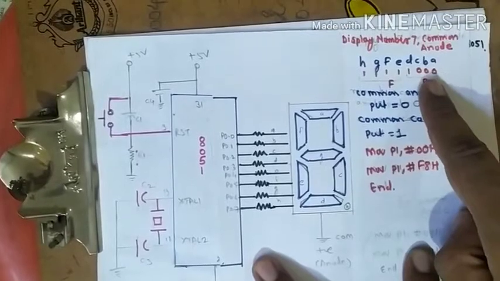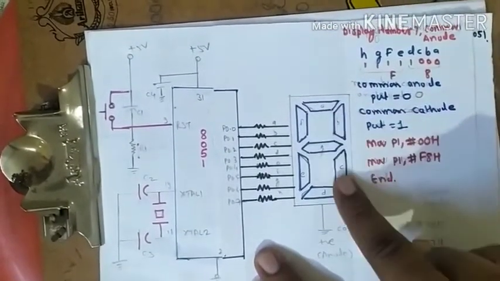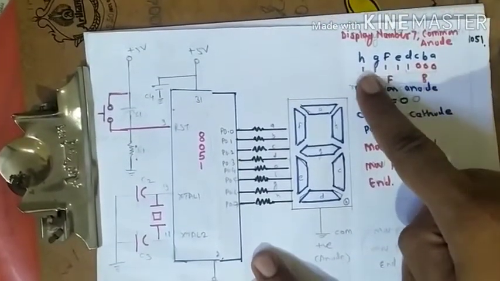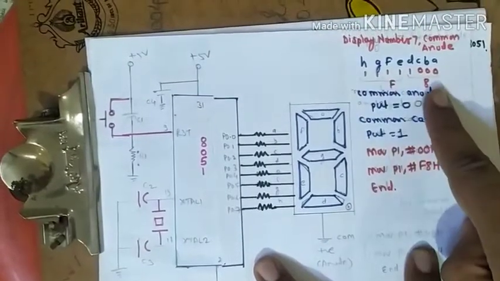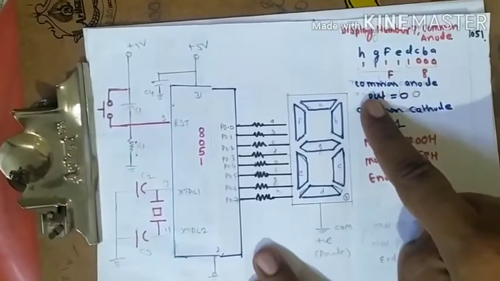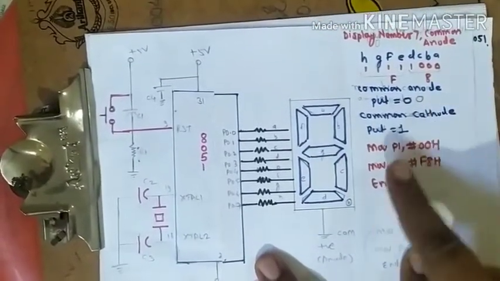We are putting 0, for whichever LEDs we want to turn on. So we want to turn on A, B and C. So A, B, C is equal to 0 and all the remaining LEDs are 1. So the first nibble comes as 8 and the second nibble as F, because we have connected our 7 segment display in common anode position.